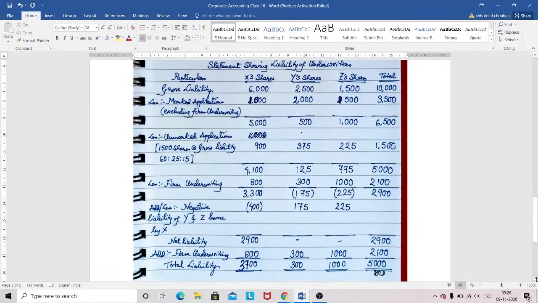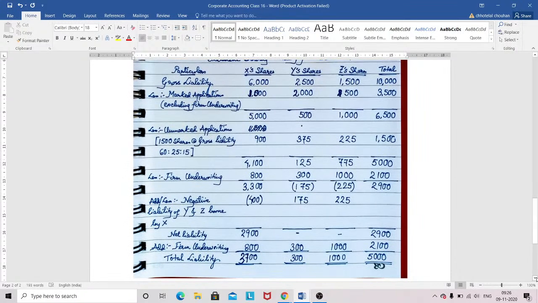So unmarked application you have to deduct 1500 at that rate, the gross liability, which is nothing but your 60, 25 and 15. So dividing it, for X it becomes 900, for Y it becomes 375 and Z it is 225. Okay, so if I deduct it, 4100 for X, 125 for Y and for Z 775. Till now there is no negative result. Now we have to deduct the form underwriting.